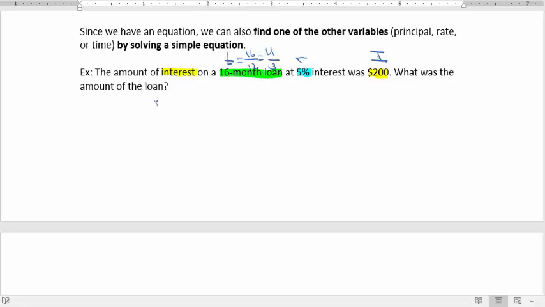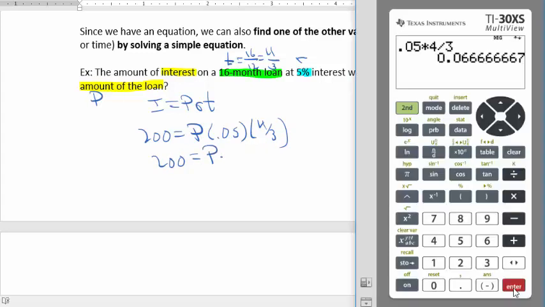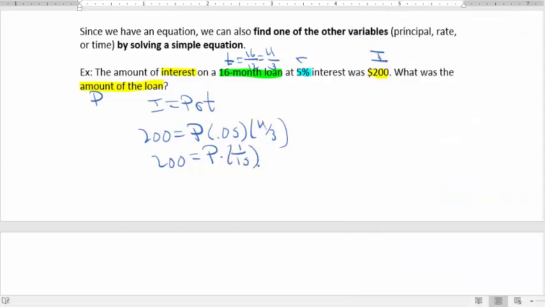So now I can again write I equals PRT. The difference is I know what the interest is, and I'm trying to find the principal, or the amount of the loan, right? The amount of the loan, that's what you're calling your P value. So I knew the interest was 200, the rate was 5%, which is 0.05, and the time was 4/3. So what I would do here is multiply 0.05 and 4/3, get this wacky decimal, which I can then just immediately turn into a fraction. So it's 1/15th. So it's P times 1/15th.